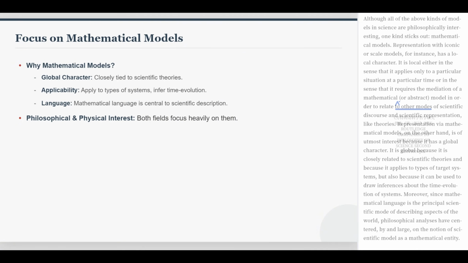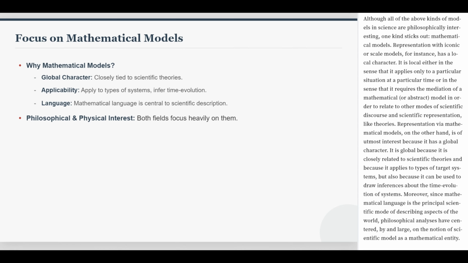Okay, so we've got these different flavors of models. But if I had to pick one that really grabs the attention of both philosophers and physicists, it would be the mathematical model. Why? Well, first off, they often have this global reach. Unlike a specific scale model of a particular bridge, a mathematical model like Newton's laws can apply to countless different situations involving forces and motion. They're deeply intertwined with the grand theories of physics.